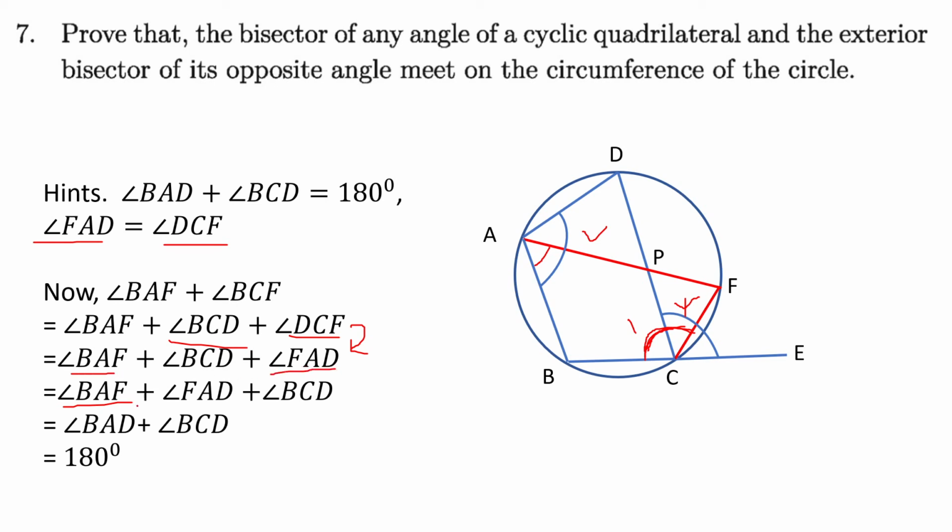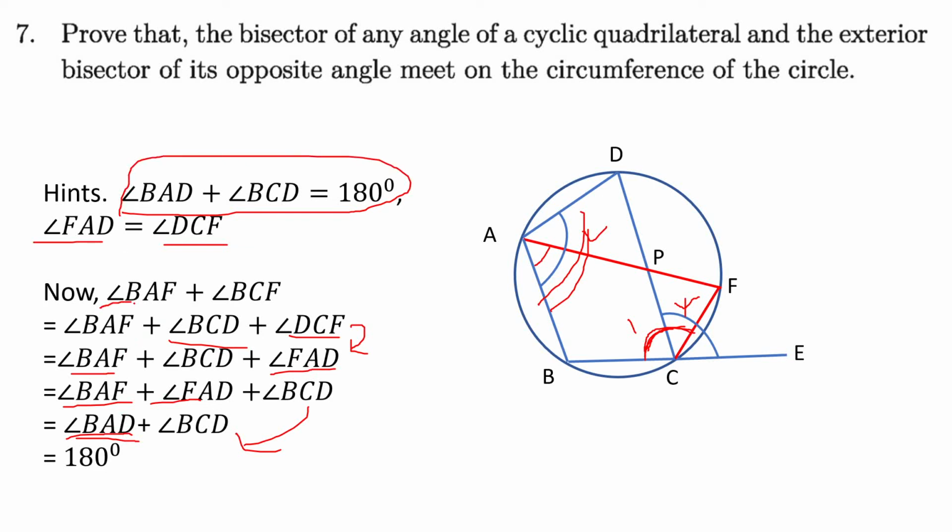If we add BAF and FAD, then we get angle BAD. So BAF plus FAD equals angle BAD. This is BCD. BAD plus BCD equals 180 degrees.